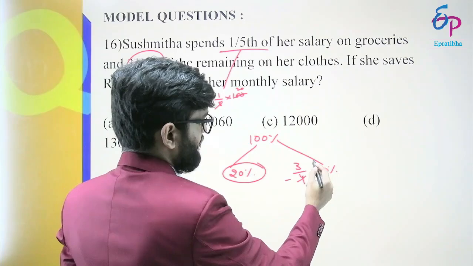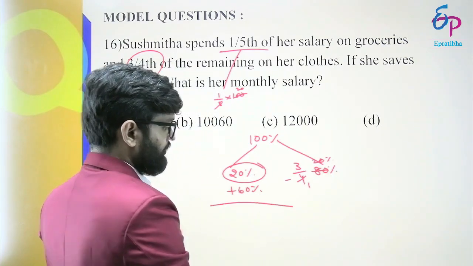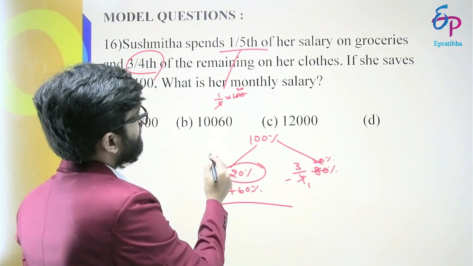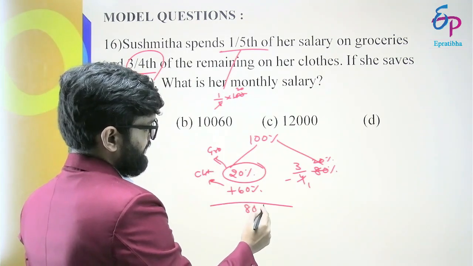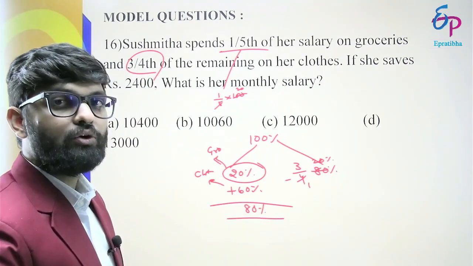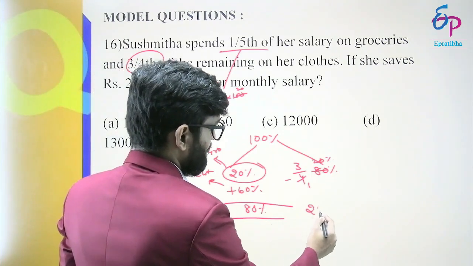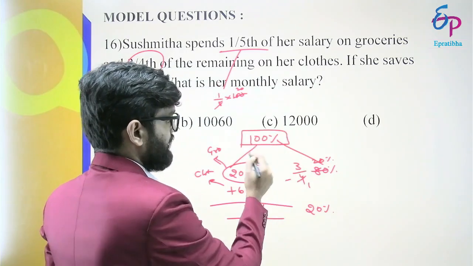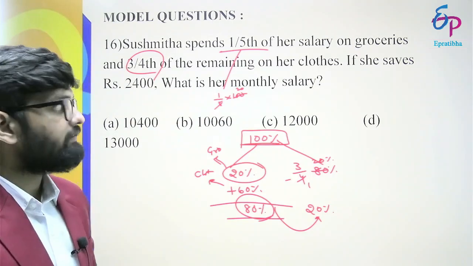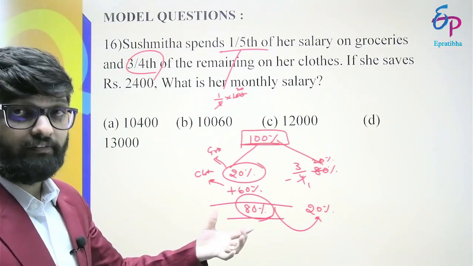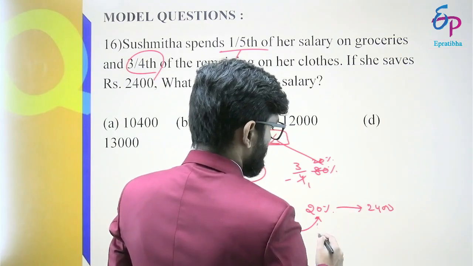So 4 1s are 4, 4 20s are 80, so 3/4 of 80 gives 60%, which she additionally spends on clothes. This is for groceries and this is for clothes. In total, how much is she spending? 80% on both groceries and clothes. That means how much is left? She is left with only 20%. In 100%, she spends 80%, so how much does she save that month? It is 20%. And 20% is equal to how much they have given? 2400.